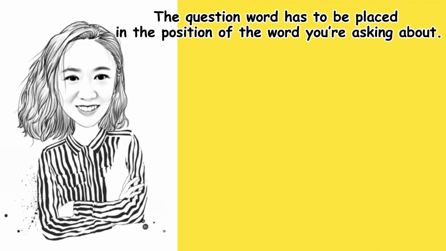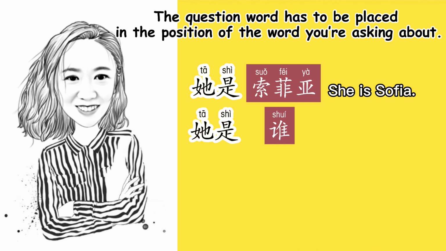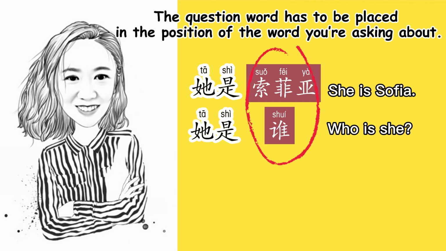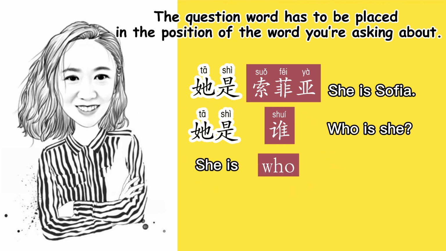For example, 她是索菲亚 She is Sophia. 她是谁 Who is she? You don't change the position of the question word who. Just use the question word who in place of the name you are asking about, Sophia in this case. So, she is Sophia. She is who? Then we can see some examples of how to use the most common question words mentioned above.